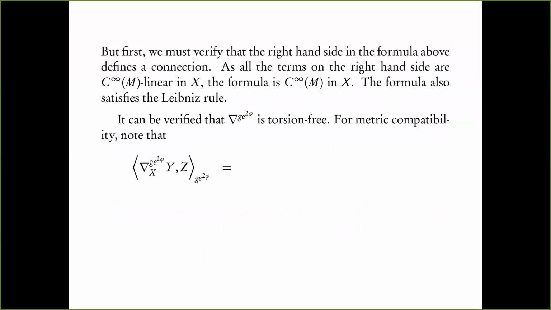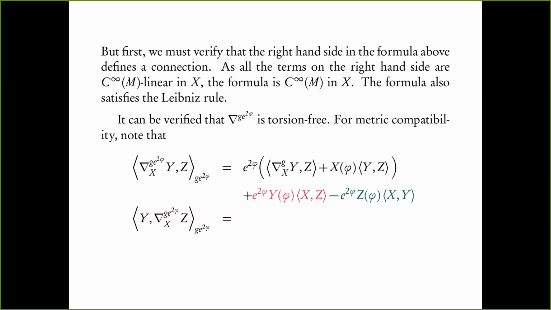Okay. So the main thing is metric compatible. How do you check it's metric compatible? Metric compatible means you calculate two terms. One of them is of the form nabla x y inner product z. The other one is y inner product nabla x z. And then this should equal x inner product of y and z. But I'm writing the metric as a subscript because there are two metrics floating around. So this is what I want.